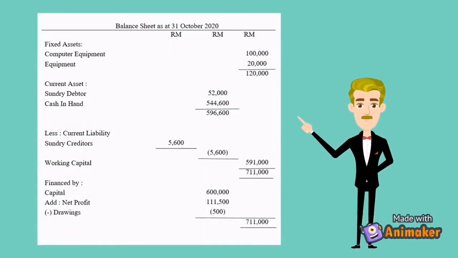The final part is to prepare the balance sheet statement. To get the amount of working capital, total current asset must be divided with the total current liability. Then, the working capital must be added with the total fixed asset. The amount should be the same.